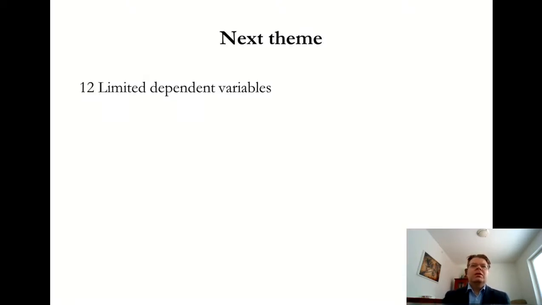So we have reached then the final theme of the course. As I mentioned already before, we will next look into maximum likelihood estimation and utilize it to model limited dependent variables. So for example, when the dependent variable is a binary 0-1 variable, or when there is some kind of truncation or censoring in the dependent variable y. So that's also still a quite fascinating theme.